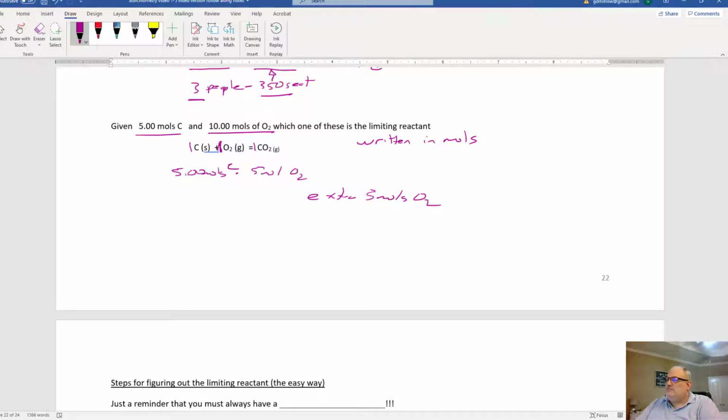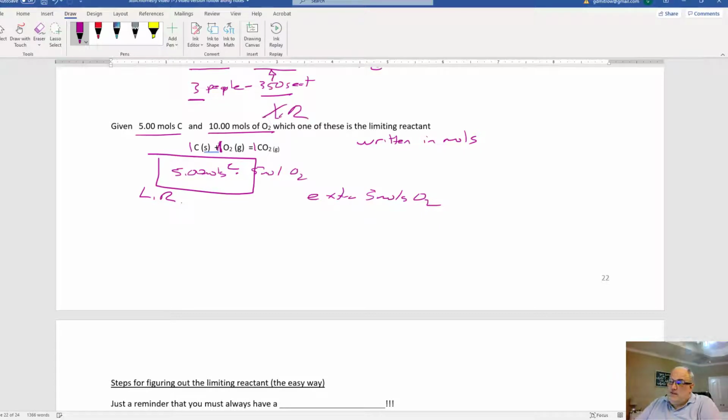That's kind of cool. So in this particular case, since it's a 1-to-1 ratio and I have 5 moles of carbon and 10 moles of oxygen, the 5 moles of carbon would be my limiting reactant, and the 10 moles of oxygen would be my excess reactant.